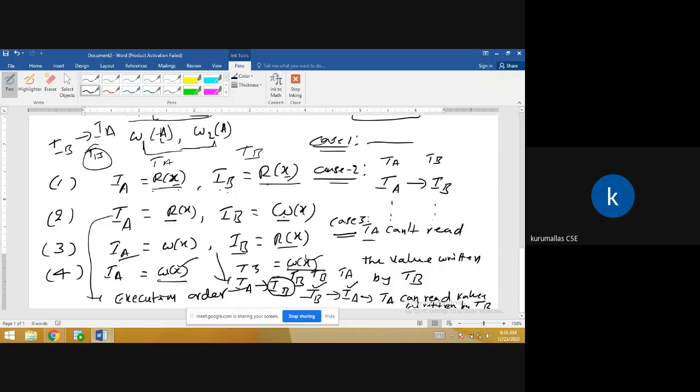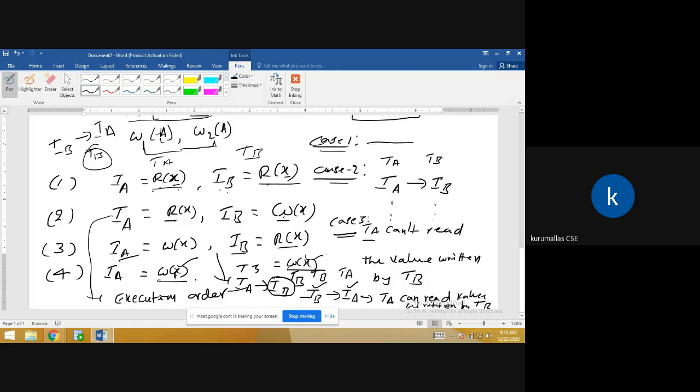Already we have two instructions, and the data item is stored in the database. If you want to perform case 4, W of X, where one value is already there, say X equals 6, and I want to write that operation on item X, then instead of that 6, based on your requirement, we can update that value.